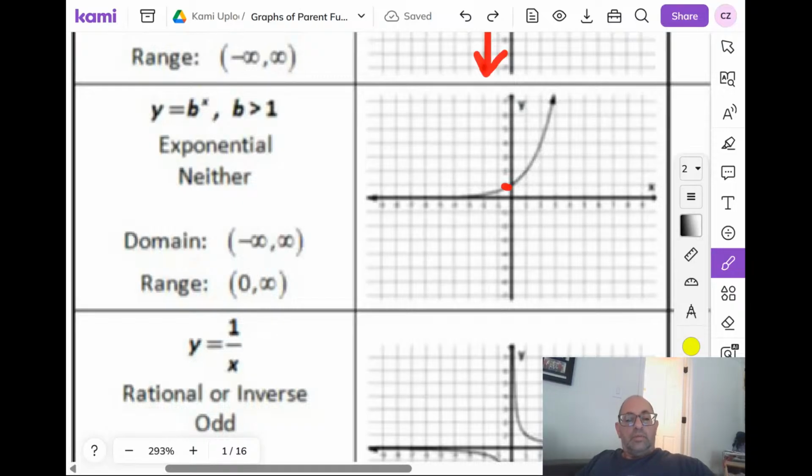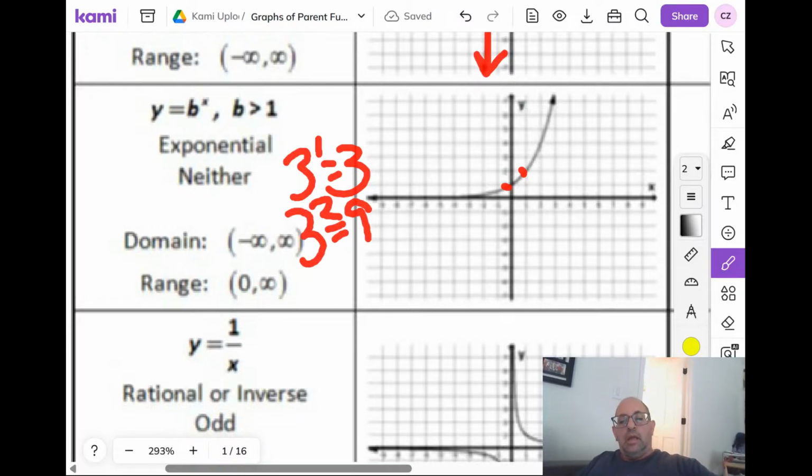If b is greater than 1, how about 3 to the 1 is 3. So when I put in 1, I get 3. When I put in 2 for x, I get 9, and so on. So even if it's just something similar, it'll come out pretty close.